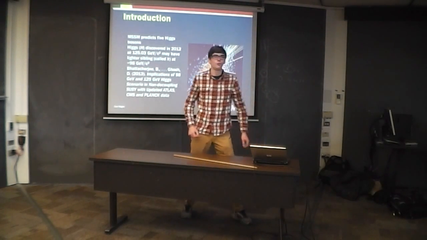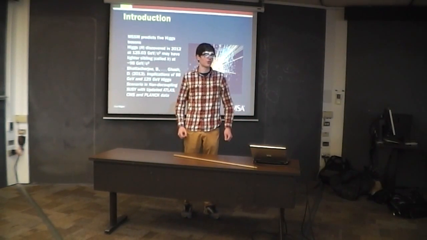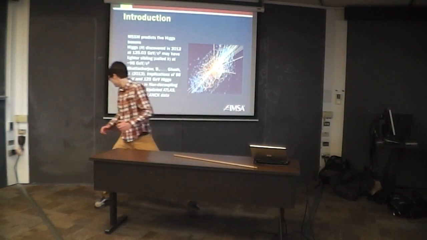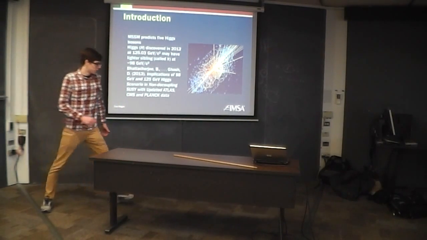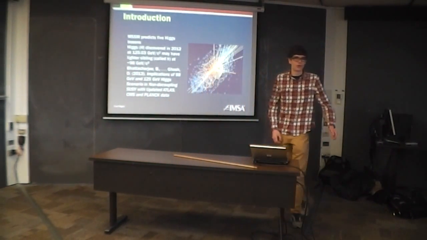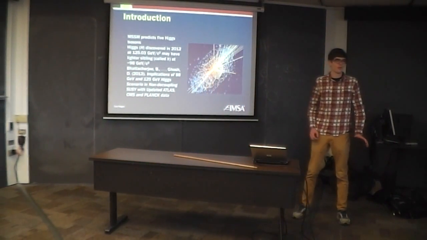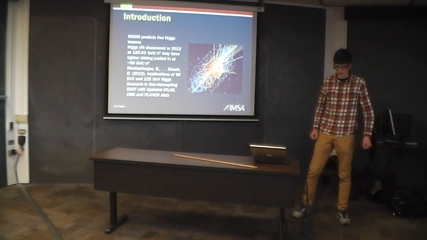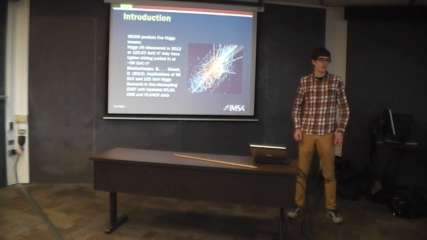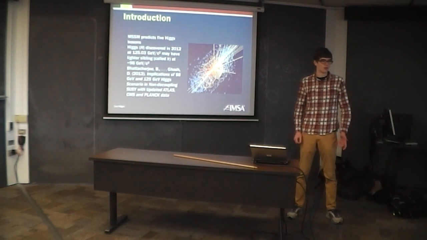So, the minimally supersymmetric standard model. You might not want to stand directly in front of this. Sorry. The minimally supersymmetric standard model predicts 5 Higgs bosons that account for the electroweak symmetry, providing the distinct, massive electromagnetic and weak forces we observe.